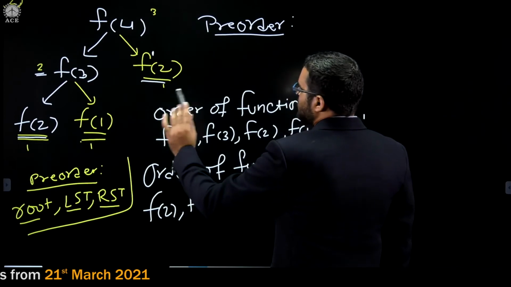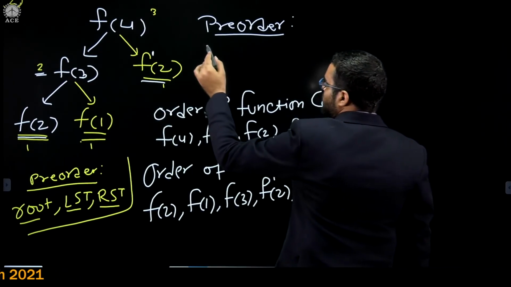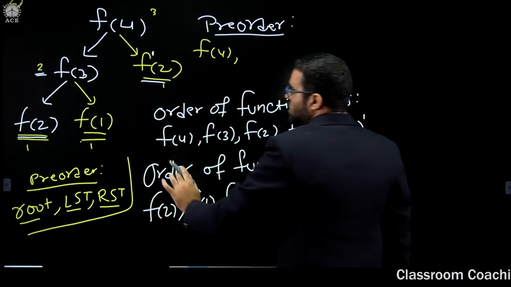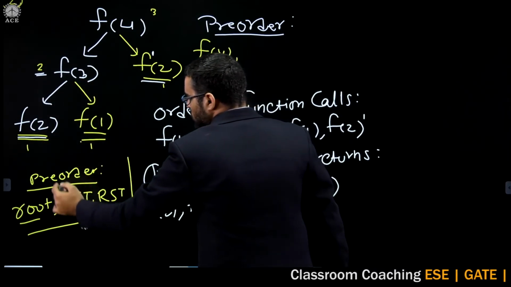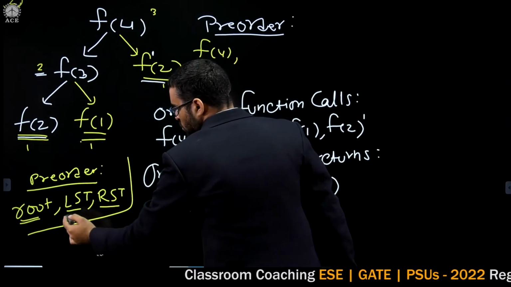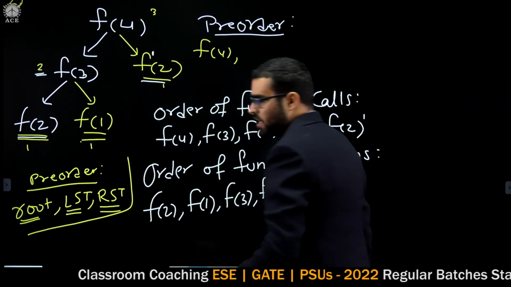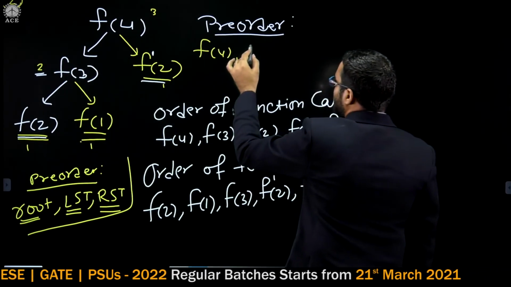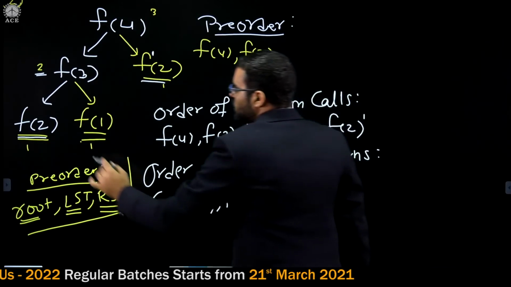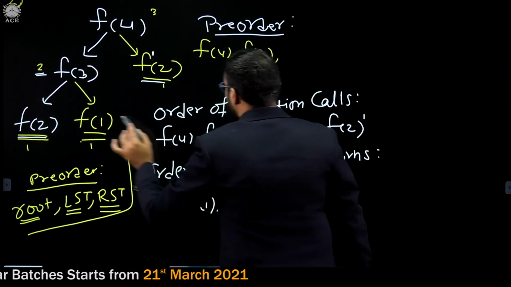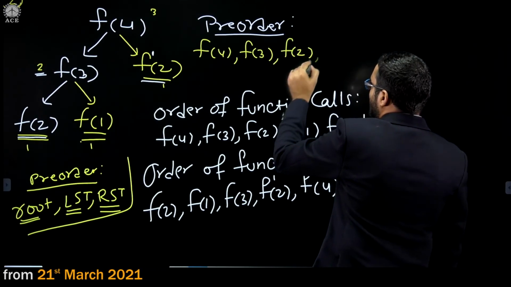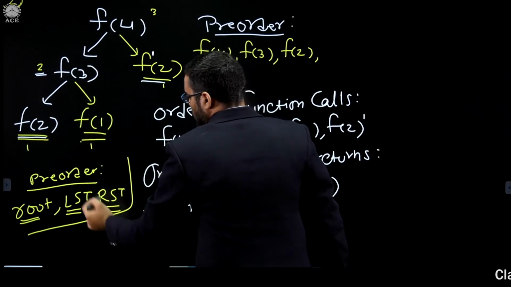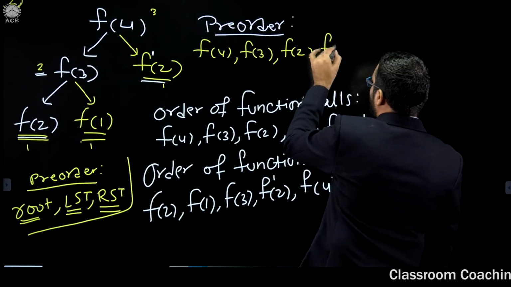So for this tree, the pre-order will be: first we print the root node, that is f4, then we go to the left subtree. In this left subtree, again we do the same thing. We print the root node, that is f3, then we go to the left subtree. There we print the root node, that is f2. Then this tree is over, so we go to the right subtree of f3 and we print f1.